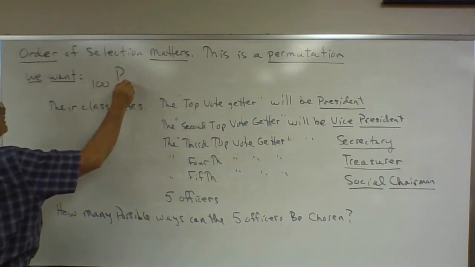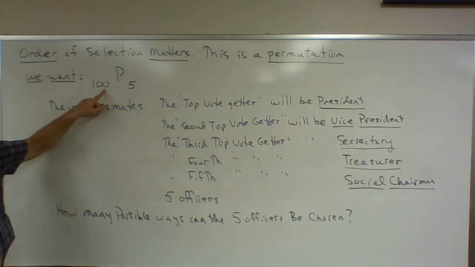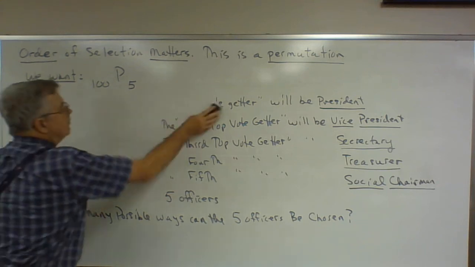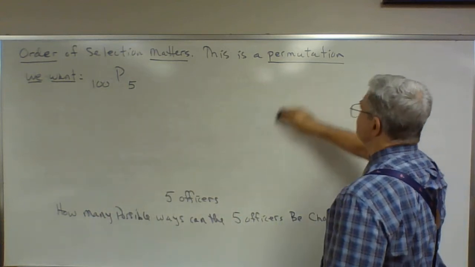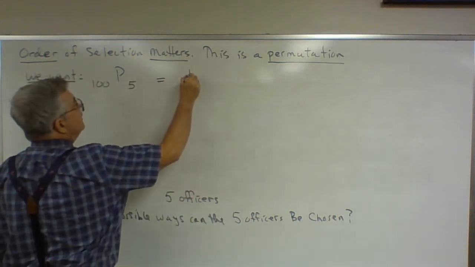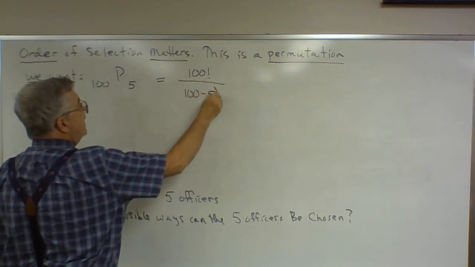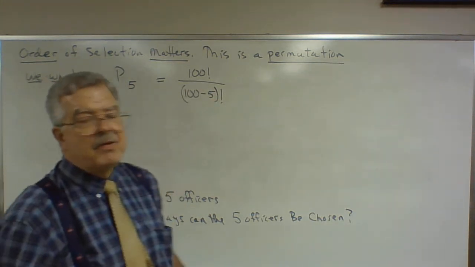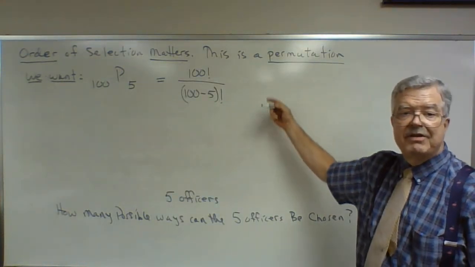We're selecting a permutation of 5 people from a set of 100 people. This is what we want. And the formula for this is 100 factorial over (100 minus 5) factorial. And if we want to do it the easy way, we'll take our TI calculator and crank this out.